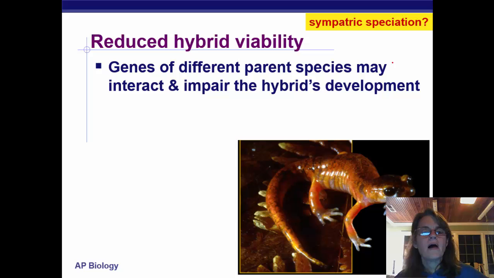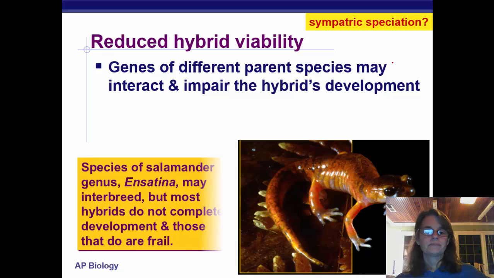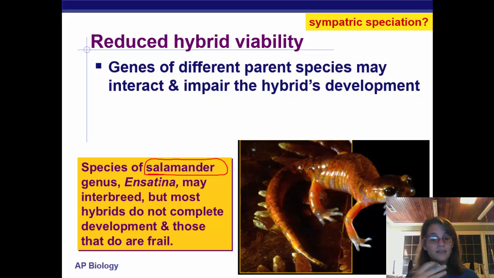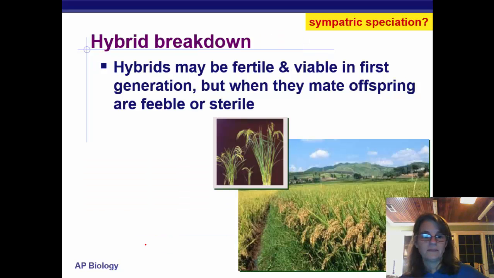All right, now, next is reduced hybrid viability, meaning the hybrids just don't even live well. Not only can they not reproduce very well, but they don't survive well. So genes of different parent species impair the hybrid's ability to thrive, okay? And what it says here is species of a particular salamander genus may cross and interbreed, but the hybrids just don't develop well, and the ones that do are very frail.